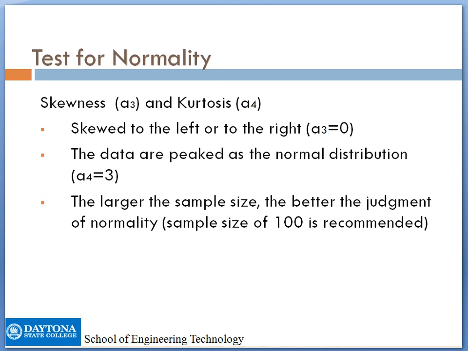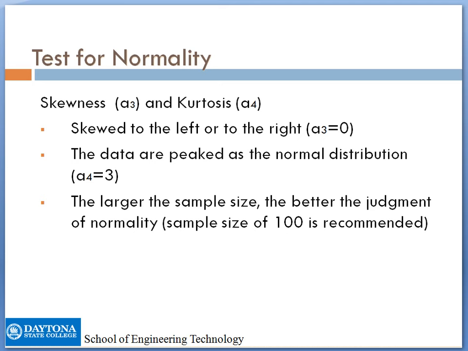You also can use the skewness and kurtosis, and these are other types of measurements that we use to describe data. The skewness is A sub 3 and the kurtosis is A sub 4. And if the A sub 3 is equal to 0, that means that it is symmetrical. If the value is positive or negative, it just means that it's either skewed to the left or skewed to the right, but it could still be normally distributed.